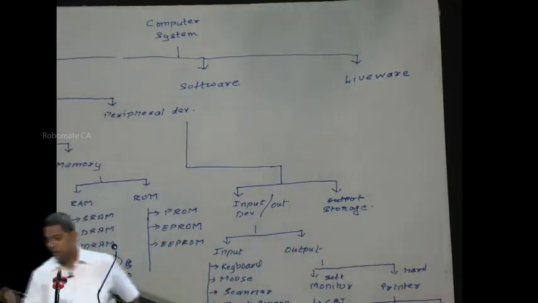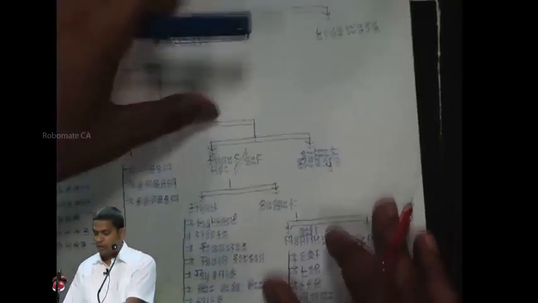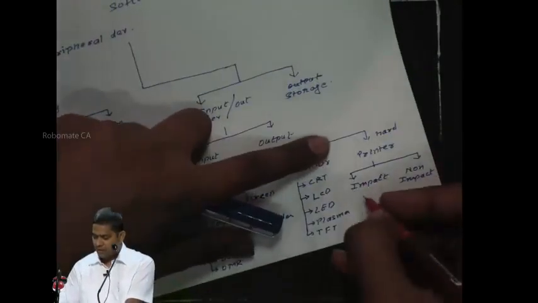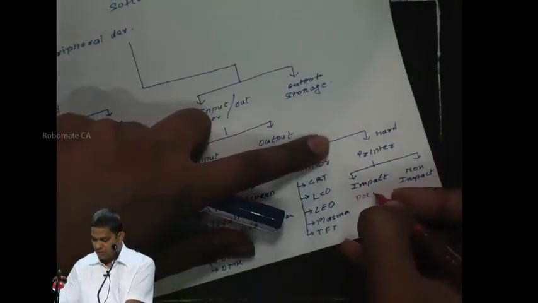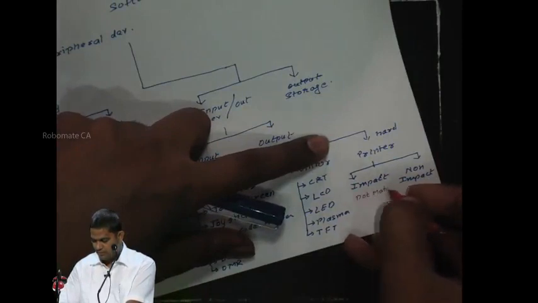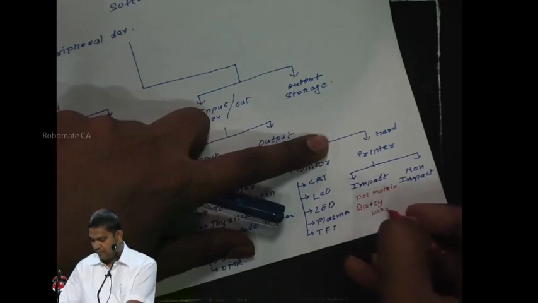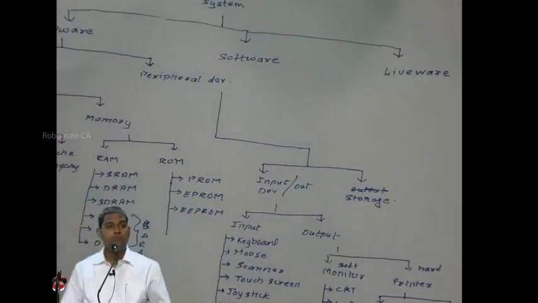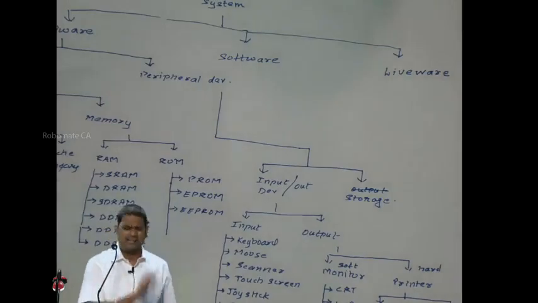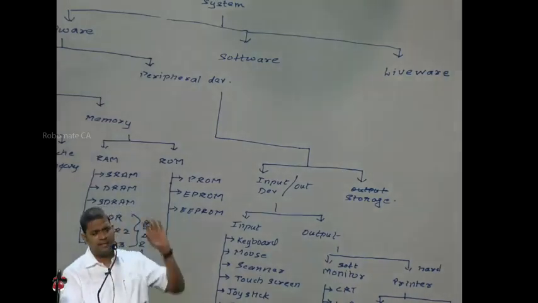I'll just note down types of impact printers: dot matrix, and maybe say laser print. Sorry. Daisy wheel printer. It's an outdated technology. Baba Adam ke zamane ka hai.